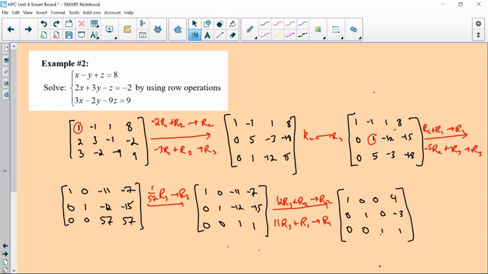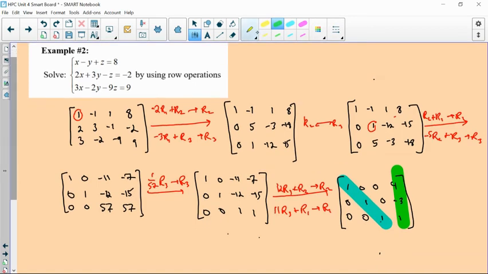So there is row reduced echelon form, because I have the diagonal of 1s down the middle, and my solutions sit right there. So I can say there's one solution. This is a consistent system, and I know that x is equal to 4, y is equal to -3, and z is equal to 1.